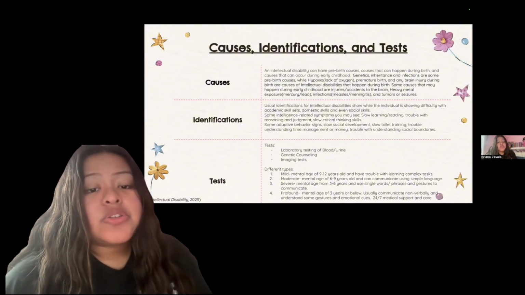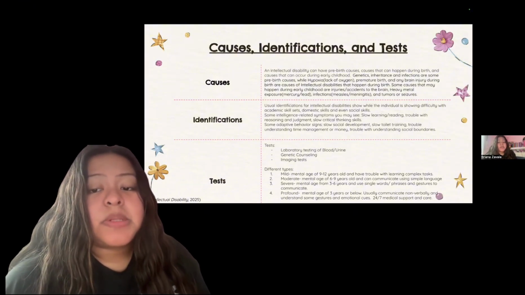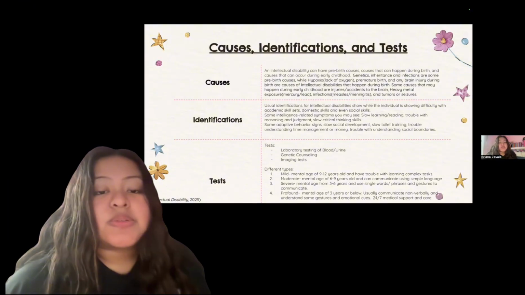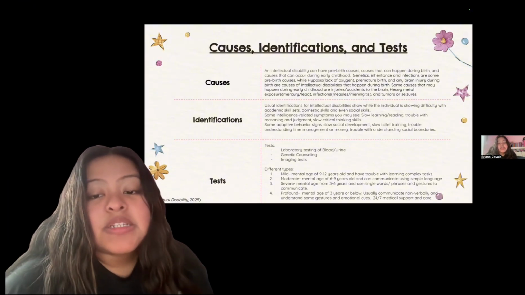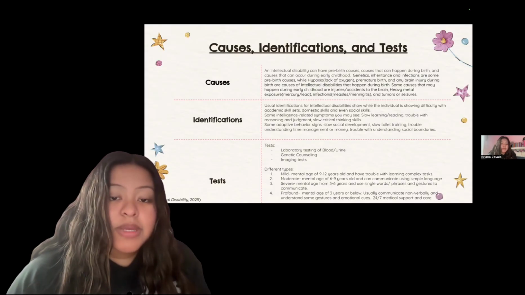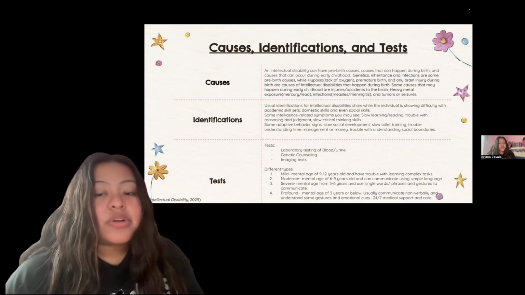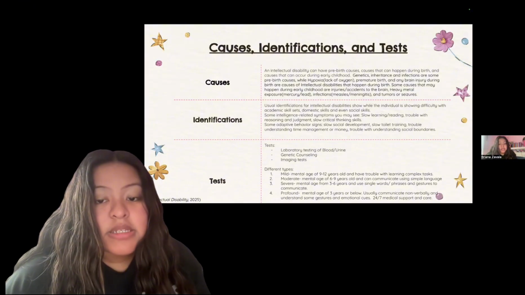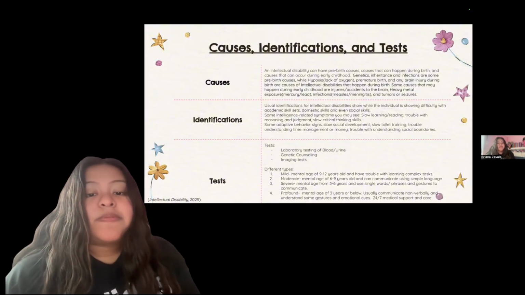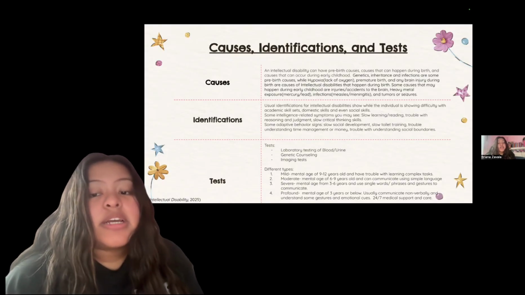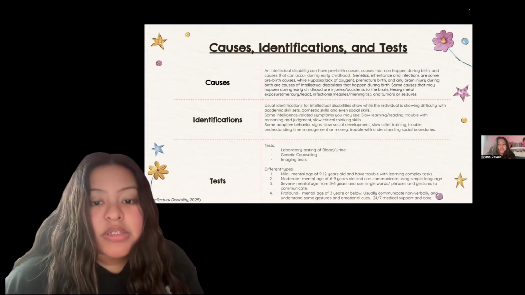Identifications. Usual identifications for intellectual disabilities show while the individual is showing difficulty with academic skill sets, domestic, and social skill sets. Some intelligence-related symptoms you may see would be slow learning and reading, trouble with reasoning and judgment, and slow critical thinking skills. Some adaptive behavior signs would be slow social development, slow toilet training, trouble understanding time management or money, and trouble with understanding social boundaries.